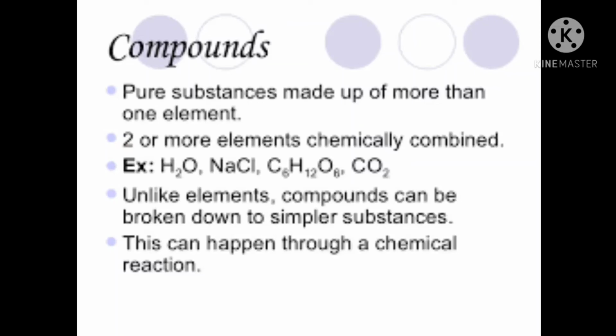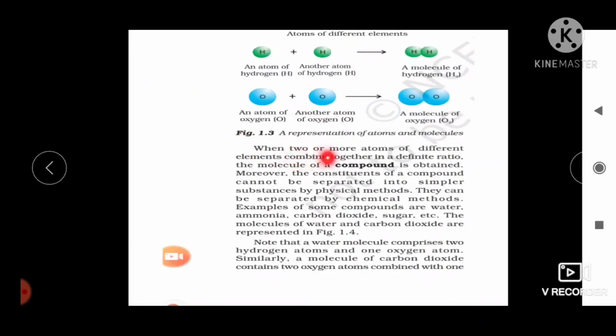Let's understand the concept of compounds using some examples. When two or more atoms of different elements combine together in a definite ratio, a molecule of a compound is obtained. Here an atom of hydrogen combined with another atom of hydrogen forms a molecule of hydrogen. How are oxygen molecules formed? When an atom of oxygen combines with another atom of oxygen, it forms a molecule of oxygen.